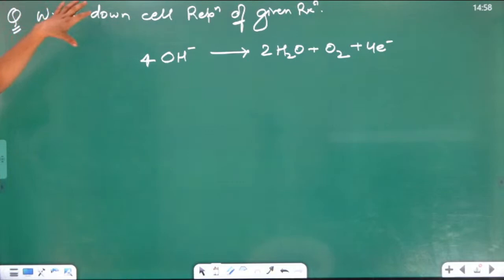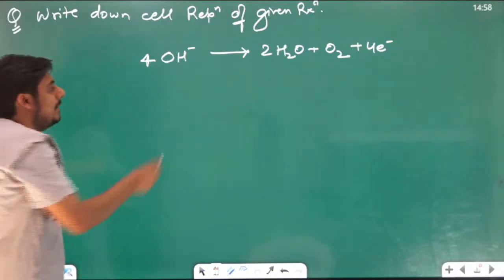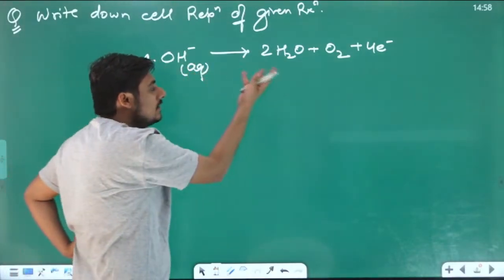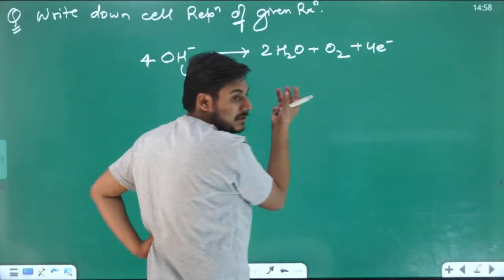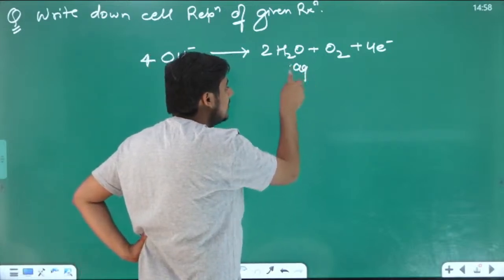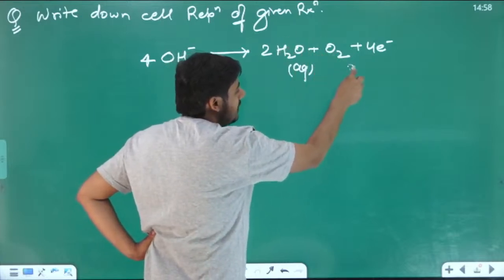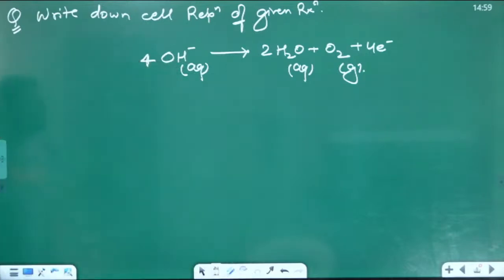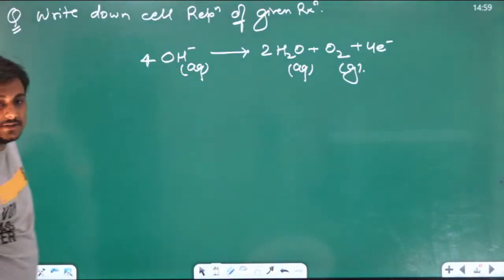Write down the cell representation for the given reaction. This is a question for the rest of the people watching the video right now. How can you write down the cell representation? If you want to write such a cell representation, you need a basic idea. One basic idea is that OH⁻ is aqueous, definitely. Water is water, so it is basically more stable in its liquid state. O2 is generally a gas. I have also specified their states now. Try to write down the cell reaction.